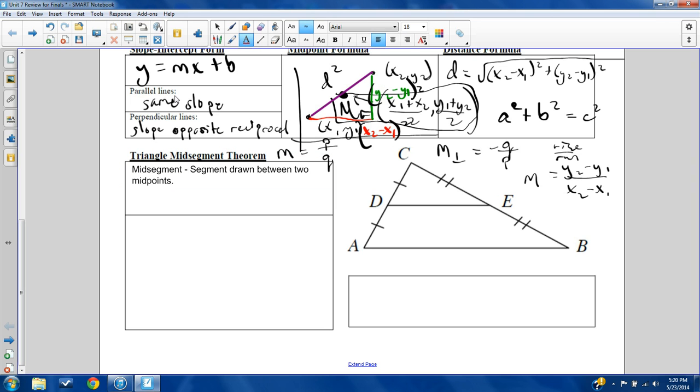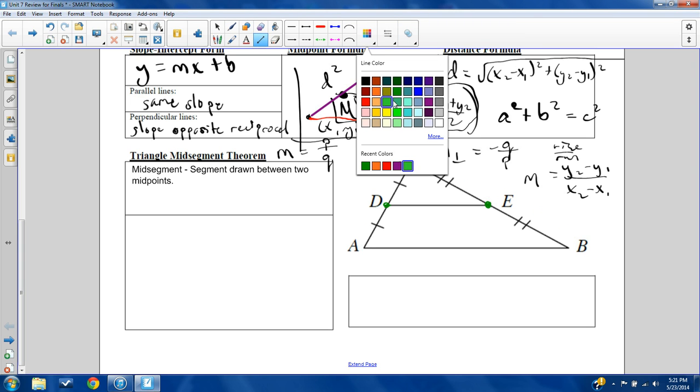That's it and that's all. If I have triangle ABC right here, pretend like this doesn't exist yet. I have triangle ABC though. I'm going to draw two midpoints, D and E. And the segment that's connected between them is called the midsegment.